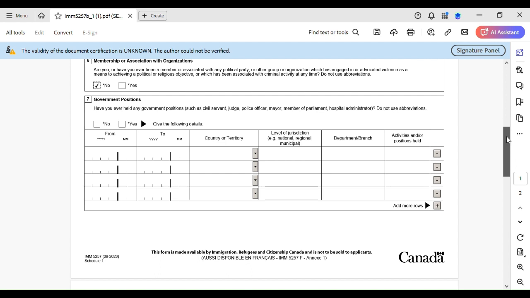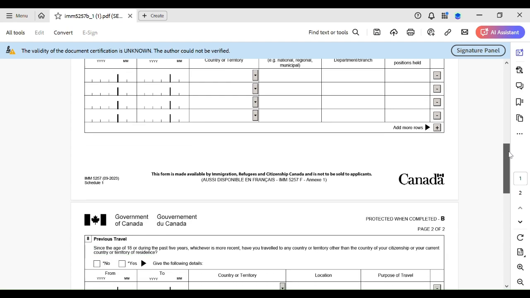Okay, then government positions. Have you ever been in a government position like civil servant, judge, or whatever is mentioned here? So from when to when, country, level, like national level, regional level, municipal level, department or branch. And under activities, the positions held. This is also pretty straightforward.